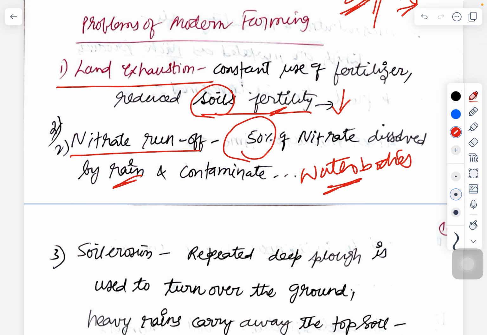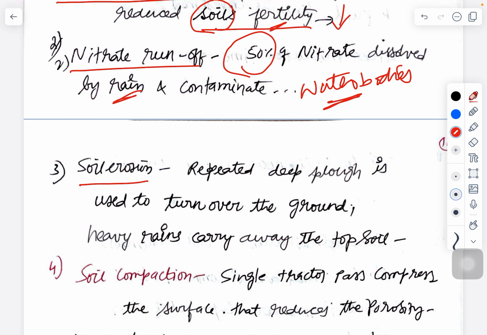And we know that the urea or the nitrogen-based fertilizers we are using are already in excess, and over the decades the use has been much more, and hence there is a nitrogen runoff. Then there is soil erosion. Erosion is due to repeated deep plowing using tractors. This can lead to soil erosion, because with repeated deep plowing there is a high chance that the soil gets loosened, and the topsoil can get washed away due to heavy rains.